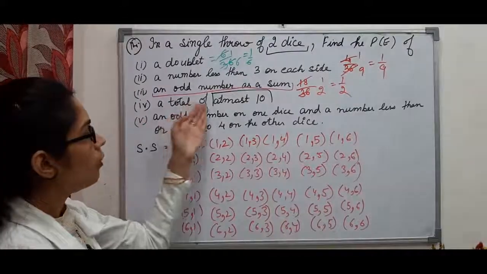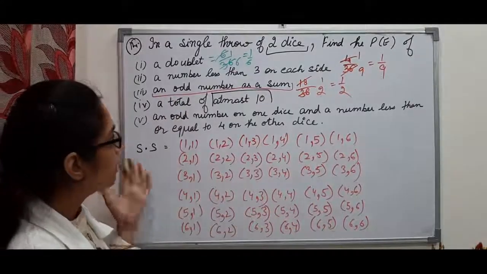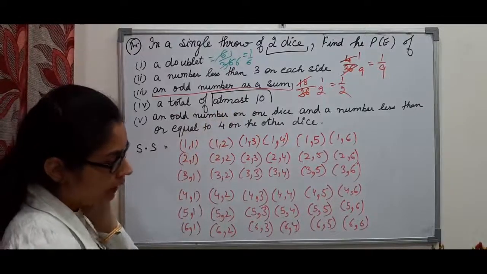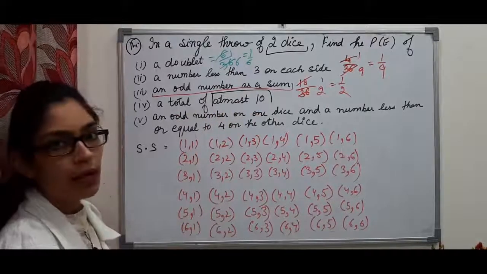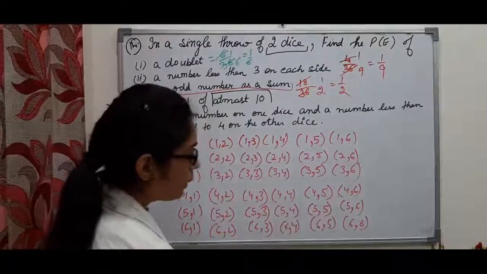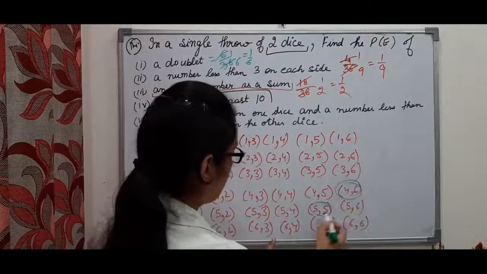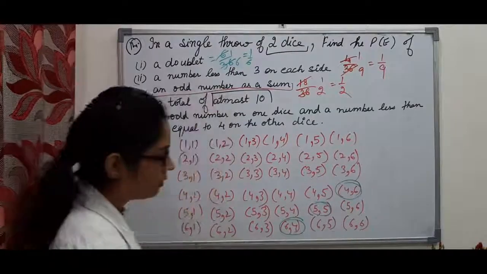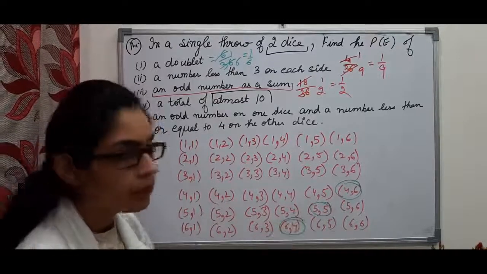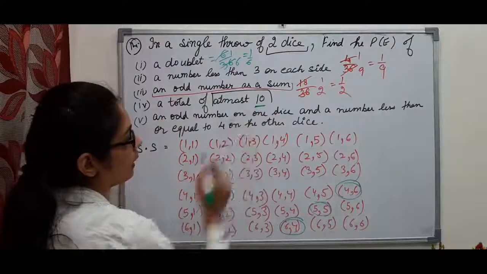So now, I have written down all the events of this sample space, and now I can see a total of at most 10. First of all I have to choose the chances where I will get my sum equal to 10. Sum equals to 10: here 5, 5, 4, 6 and 6, 4. So these are the three events in which I get exactly a sum or total equal to 10.